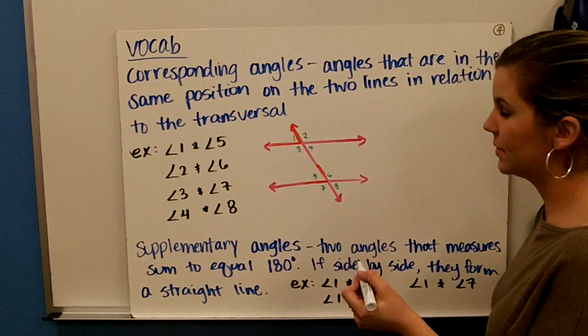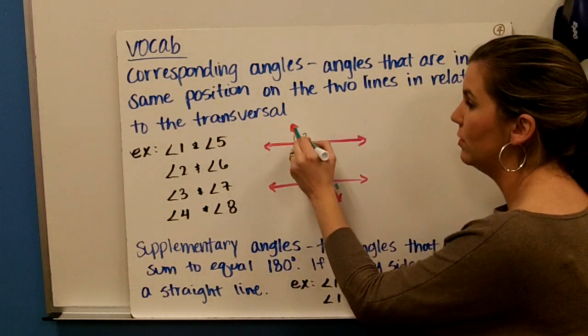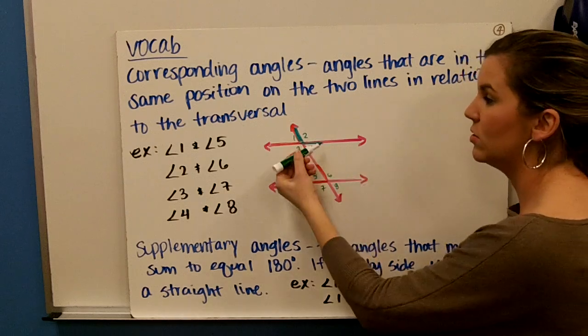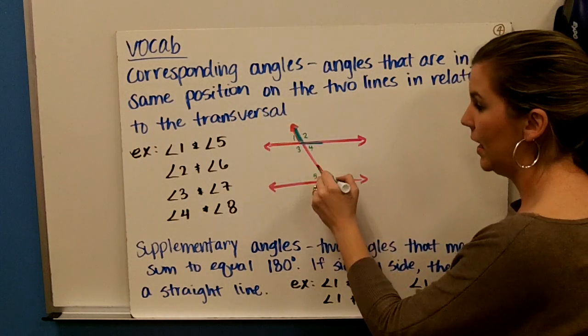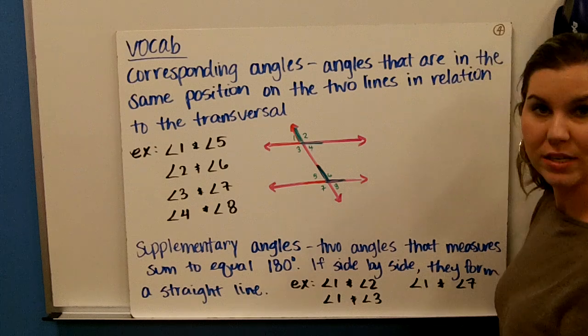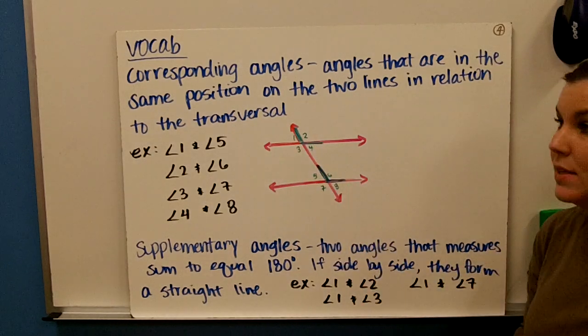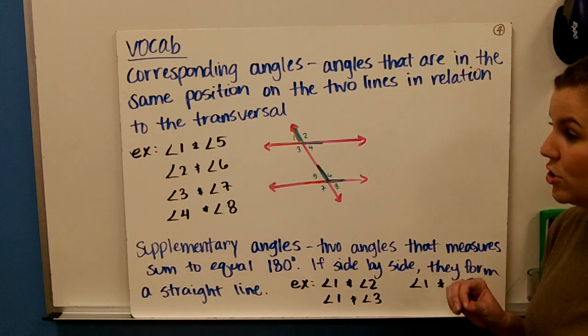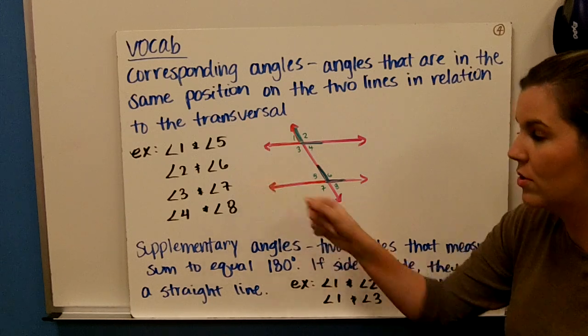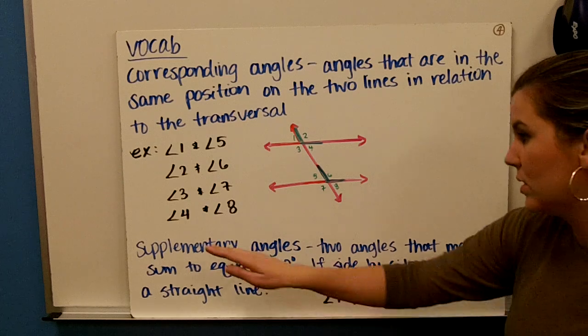Angles 2 and 6. Angle 2 is on the right side of the transversal above line A. Angle 6 is on the right side of the transversal above line B. They are in the same position on the two lines and in relation to the transversal. You can do the same thing for the other two examples.